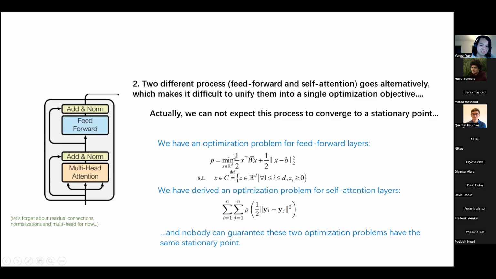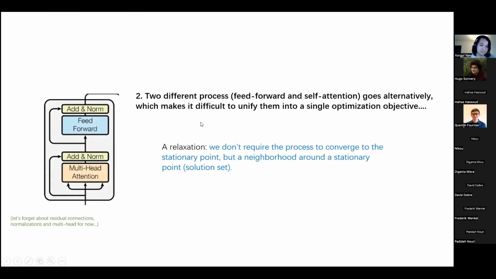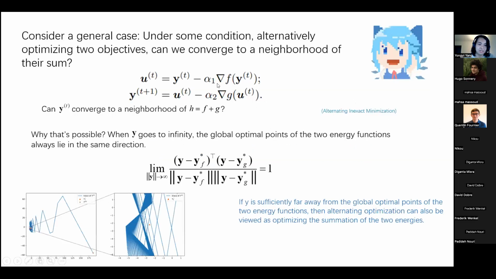Even if in each optimization step we reach the optimal point of the corresponding energy function, they will still oscillate between these two different optimal points, which means it will not converge. So we must relax the problem. What if we don't require the process to converge to the stationary point, but rather just to a neighborhood around the stationary point of some energy function? That's our thought.